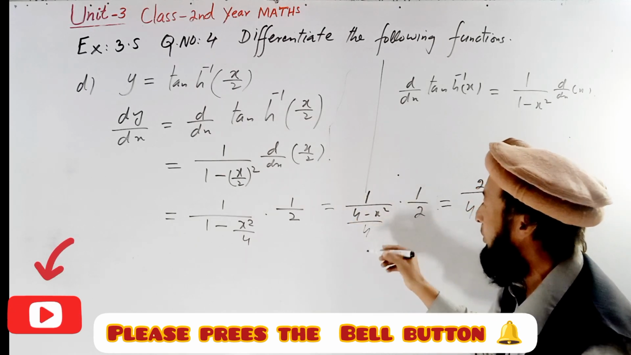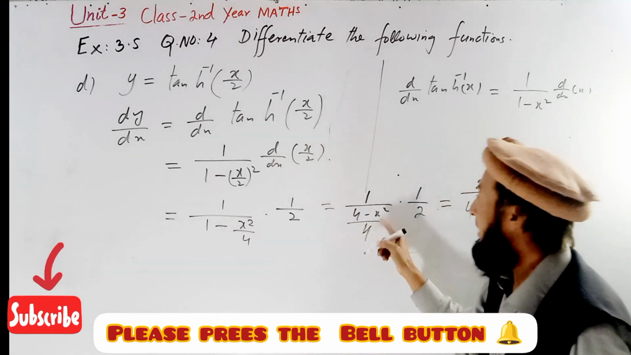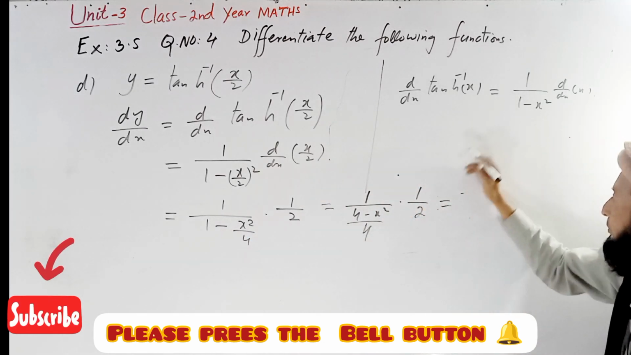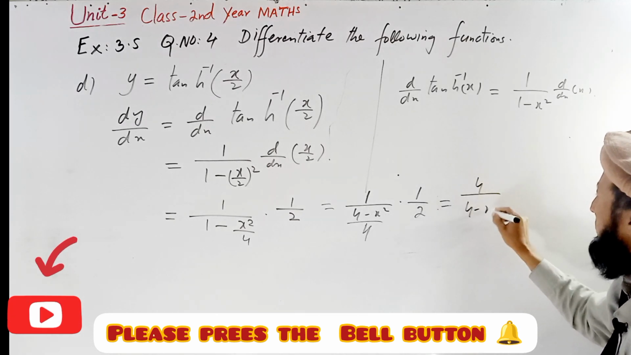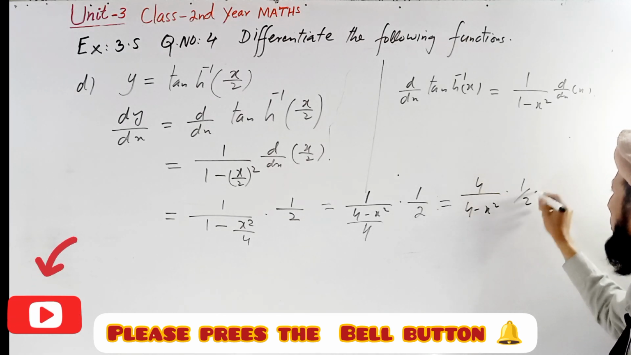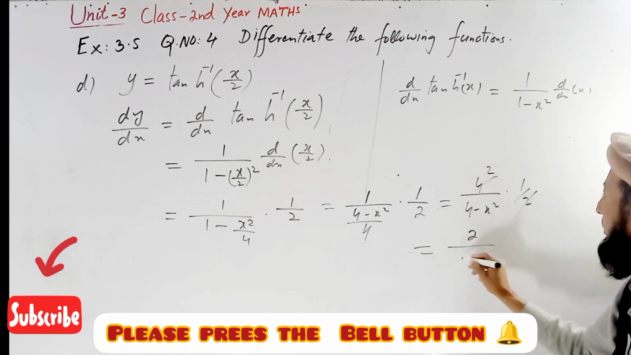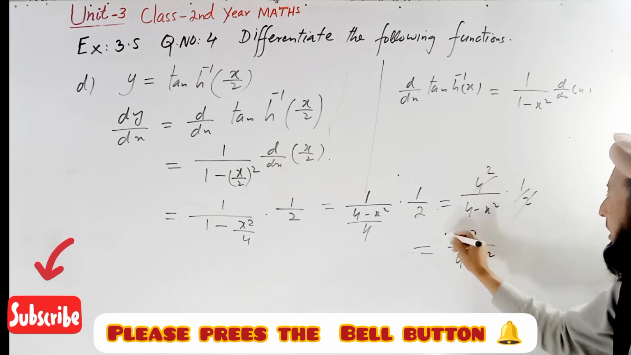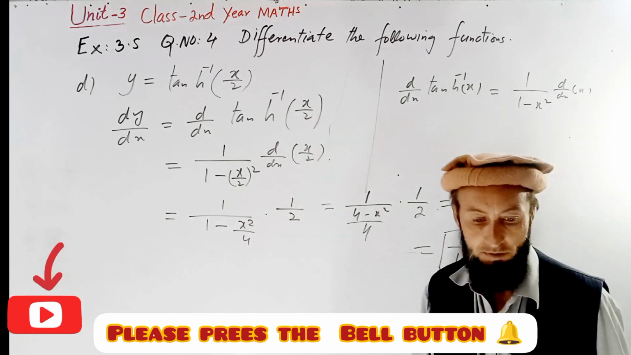4 is the LCM. And 4 multiplied by 1 is 4 minus x square 4. And 4 is the reciprocal of this one. 4 divided by 4 minus x square into 1 over 2, and this 2 is cancelled. We get here 2 divided by 4 minus x square is the answer of this question.